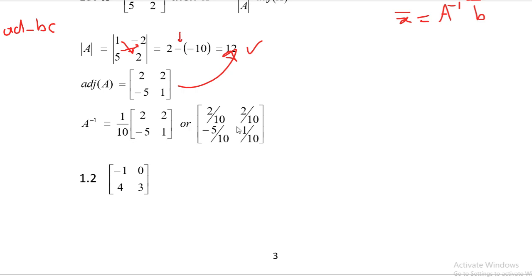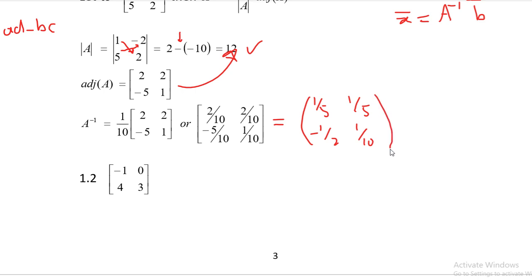So A inverse is 1 over 10 into adjoint of A. So you can divide everything by 10. So this is basically 1 by 5, right? 2 by 10 is 1 by 5, 5 by 10 is 1 by 2. So minus 1 by 2 and 1 by 10. So this is the inverse.